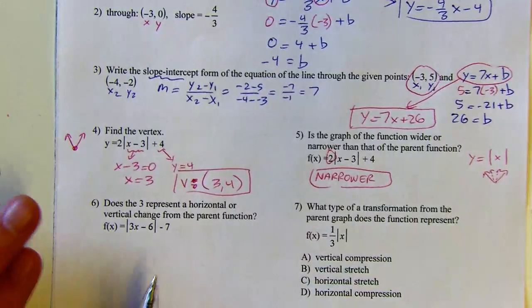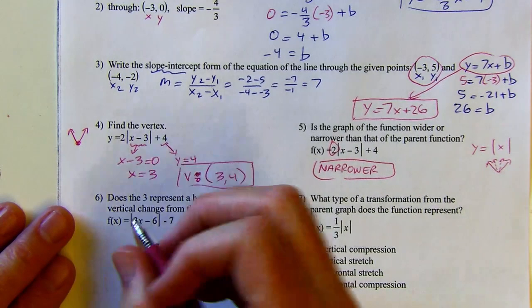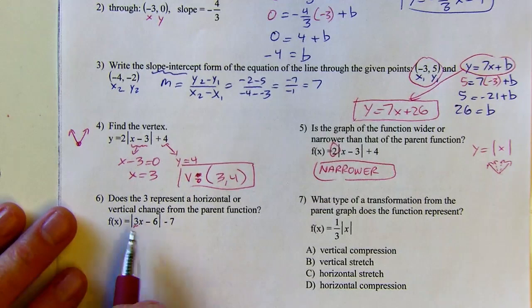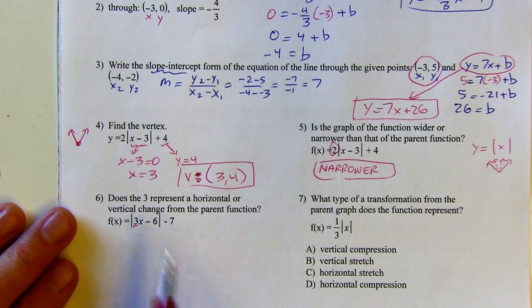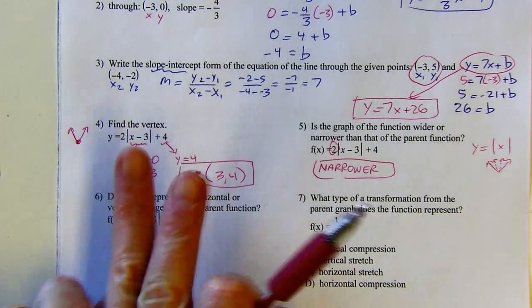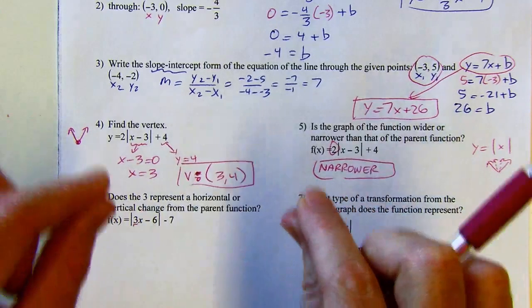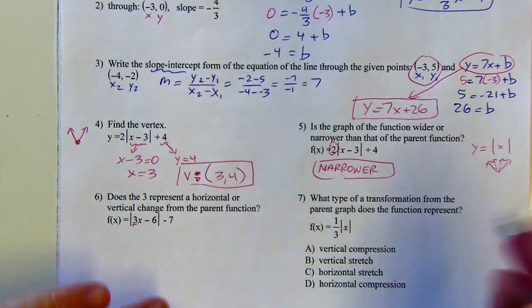All right. Next up, does the 3 represent a horizontal or a vertical change? It's going to affect how wide or narrow it is because it's a coefficient, but we can also tell if there's going to be a horizontal or a vertical change. Okay, so that means, are the points moving left and right, or are they moving up and down? Either way, it can affect if the V will look wider or narrower.